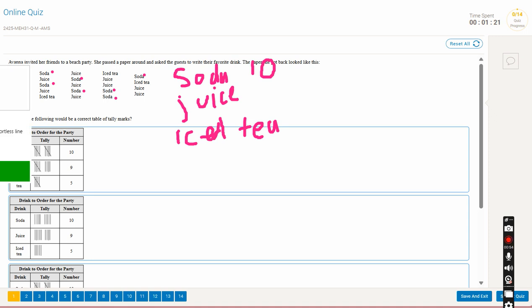Now let's erase that, or we can choose another color for juice. So what will be juice? 1, 2, 3, 4, 5, 6, 7, 8. Let's check if that's 1, 2, 3, 4, 5, 6, 7, 8, 9. So 9. Okay, always try to recheck so you don't make a mistake because you get confused in all of these numbers. There are a lot of names here. So iced tea, 1, 2, 3, 4, 5, right? So there are 5. Let's write 5 beside them, right?